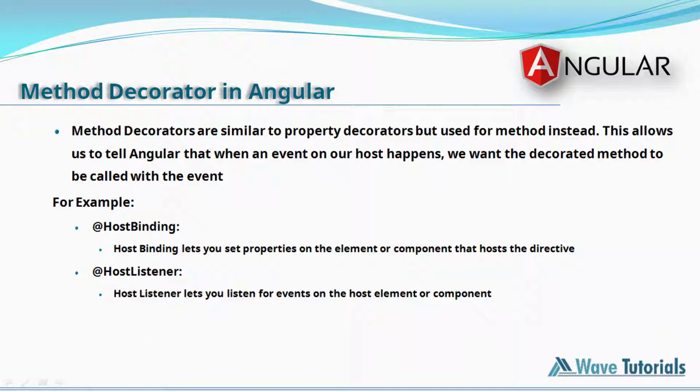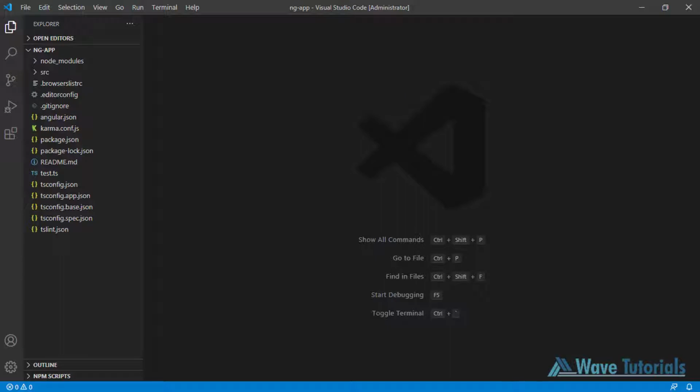HostBinding and HostListener is a big topic. I will create a separate video in detail, but for now let's see a few basic things about that. So let's open Visual Studio Code. To test HostBinding and HostListener, we have to create a directive. You can also use it without creating a directive, but for now I'm using a directive to show you the example of HostBinding and HostListener. If you do not know what directives are, then please watch our video. You can get the link in the description below.